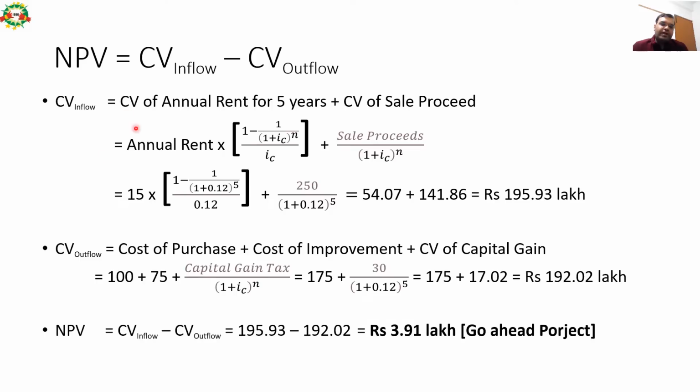Now we have the present value of total inflow and the present value of total outflow. So NPV is the capitalized value of total inflow minus the capitalized value of total outflow. It gives us a positive NPV of 3.91 lakh. As discussed in the last session, if NPV is positive, then it is a go-ahead project. If NPV is negative, the project is unacceptable. If NPV is 0, the project may or may not be accepted.